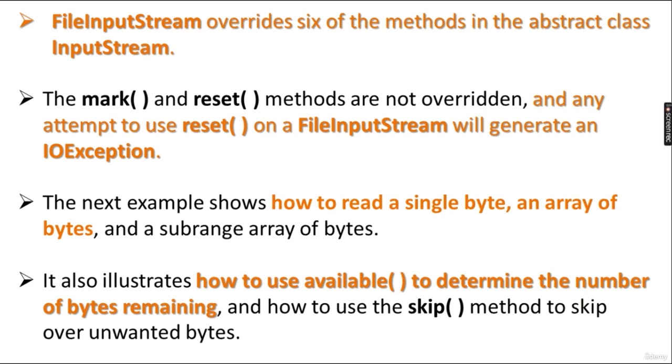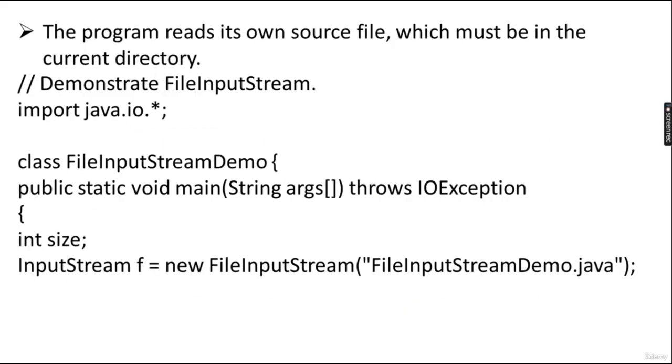Now we will see how to read a single byte, an array of bytes, and a subrange array of bytes from a file. It also illustrates how to use available to determine the number of bytes remaining and how to use the skip method to skip other unwanted bytes. The program reads its own source file, which must be in the current directory, whichever you are processing. So we will see now file input stream demo.